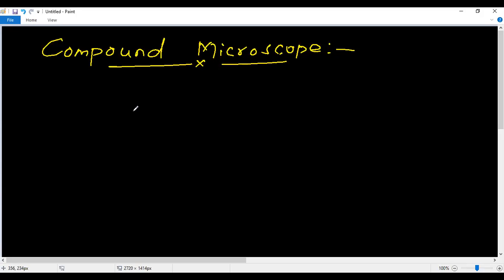Compound microscope. We are using two convex lenses. One has a small aperture, it is the objective. The other has a larger aperture, it is the eyepiece.